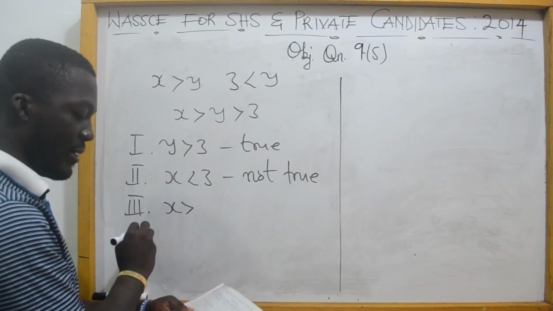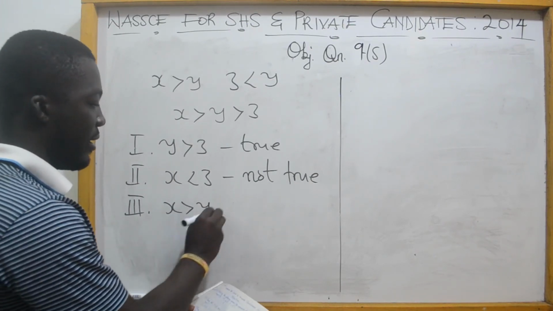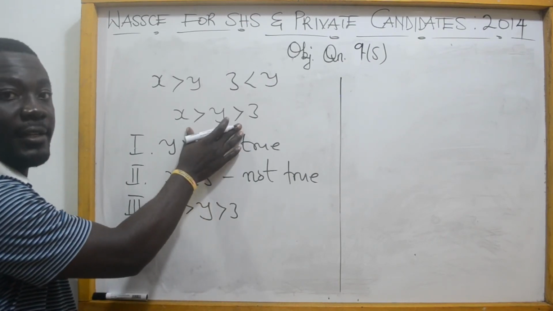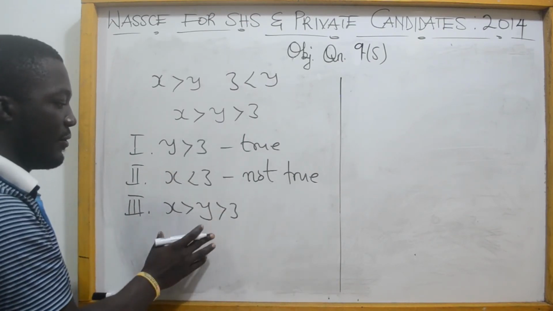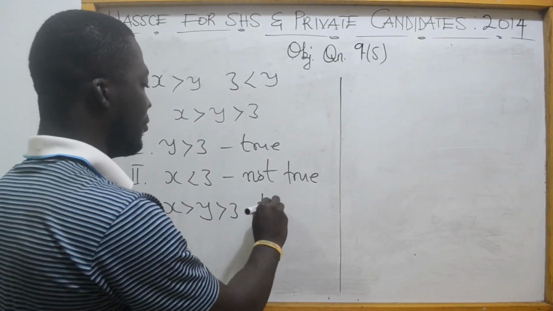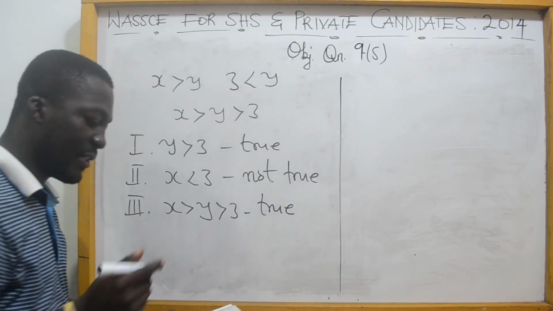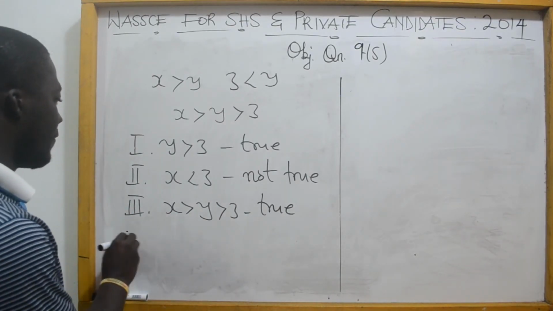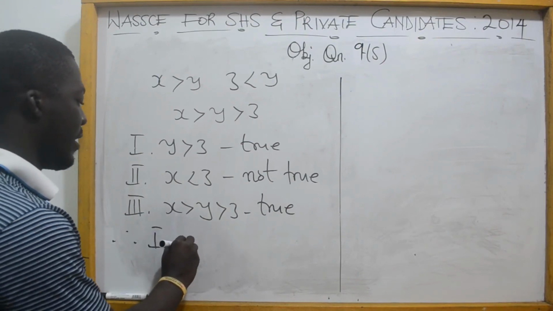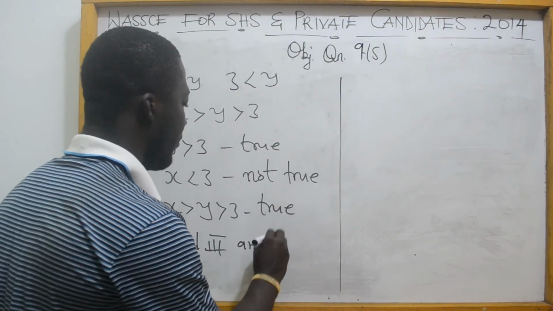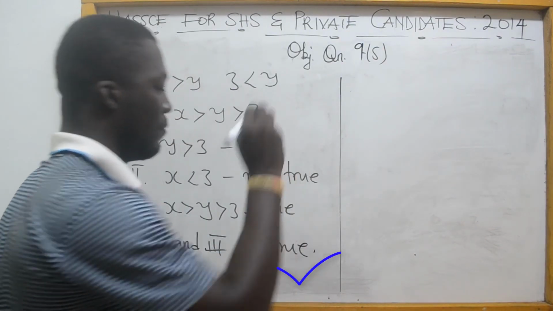Then, x is greater than y greater than 3. That's what we had here as the inequality. So this is the same as that. So it means that this is true. So as the question said, which of the following is or are true? So therefore, I and III are true.